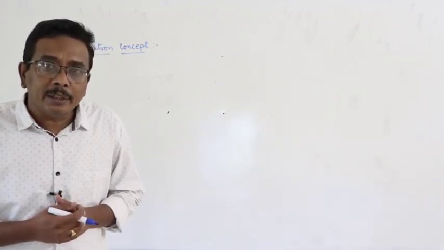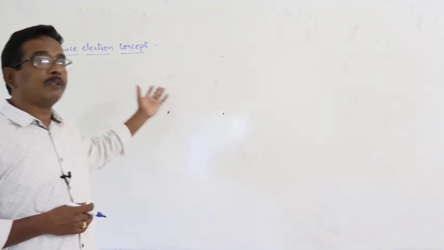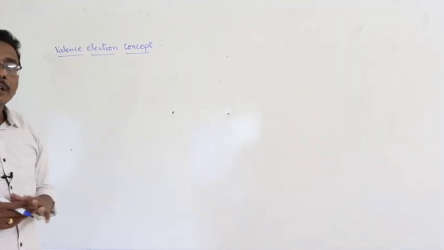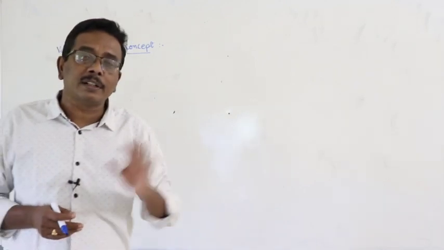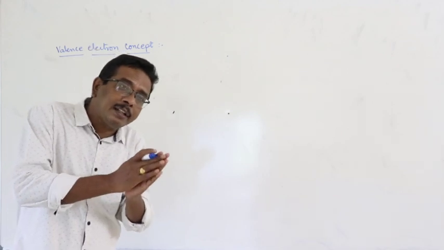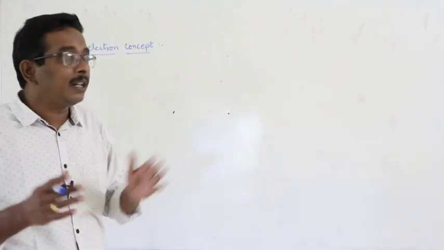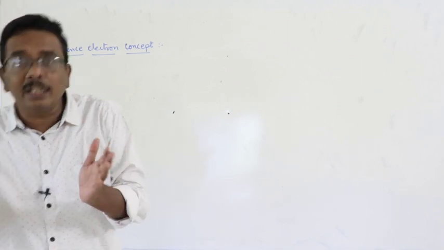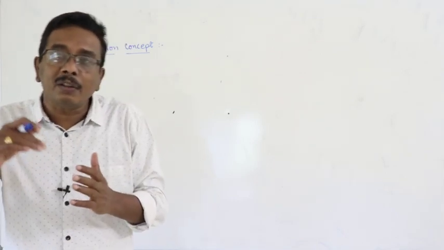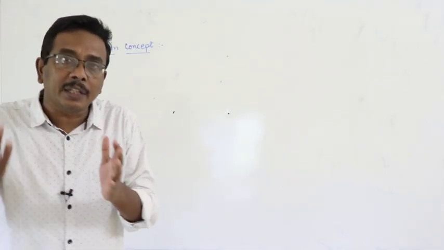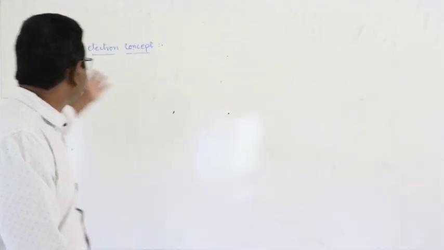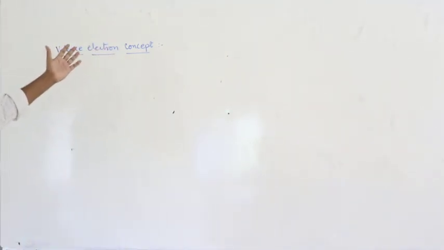In that particular topic, there is still another concept left, that is the valence electron concept. This is also related to the calculation of electron pairs. By calculating the number of electron pairs in the valence shell of the central atom, automatically we can understand the number of bond pairs and we can calculate the number of lone pairs. Then we can predict the shape of the molecules, bond angles, etc. But what are the important features of the valence electron concept?